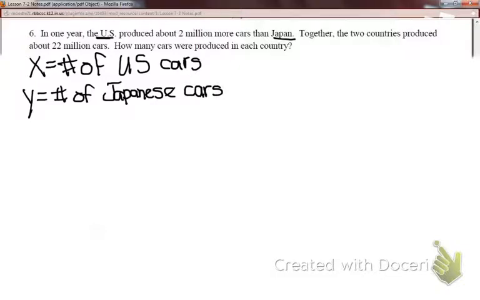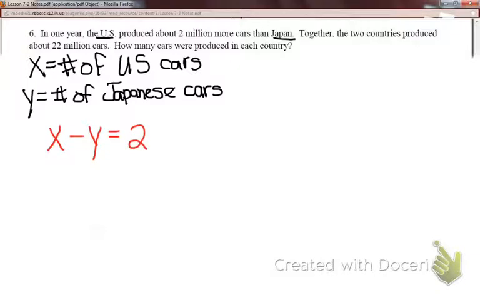Okay, now this one could be tricky if you don't realize who made more cars. Well, it says in 1 year the U.S. produced 2 million more cars than Japan. So that means that the United States made more cars than Japan did. That also is kind of telling us a subtraction problem there. That the United States produced 2 million more than Japan did. So if we take the number of cars that the United States produced minus the number of cars that Japan produced, we'll get the difference of 2 million.